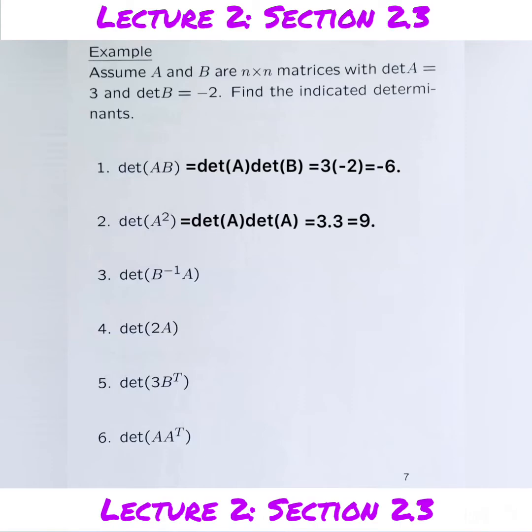Alright, let's look at problem number 3. That's the determinant of B's inverse multiplied by A. Remember that the determinant of B's inverse is 1 divided by the determinant of B. So the determinant of B's inverse times A becomes the determinant of B's inverse multiplied by the determinant of A. And the determinant of B's inverse is 1 over the determinant of B, which is 1 over minus 2, multiplied by the determinant of A, which in this case is 3. So we end up with minus 3 over 2.